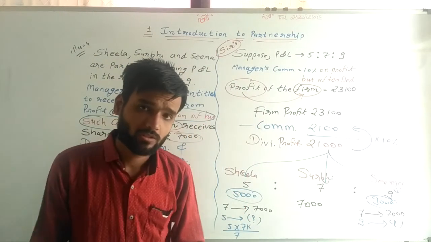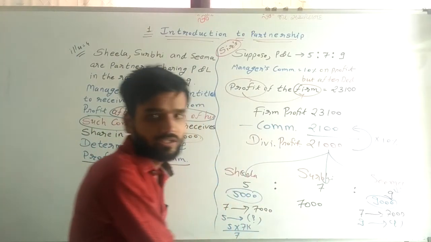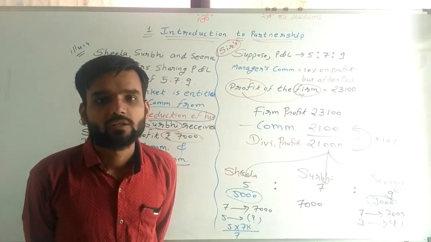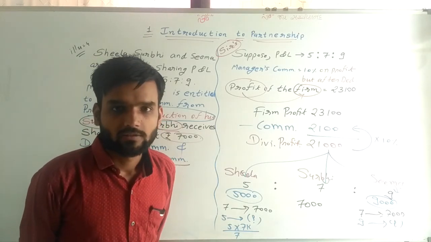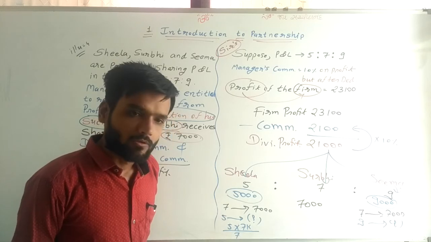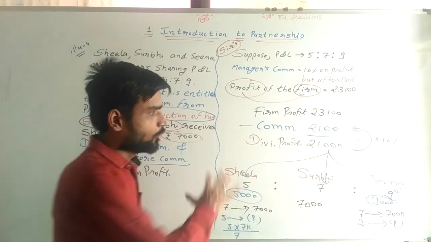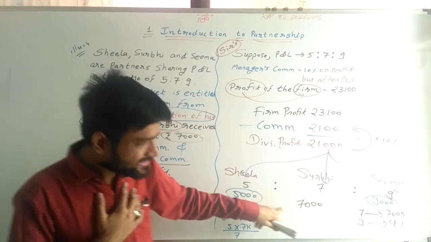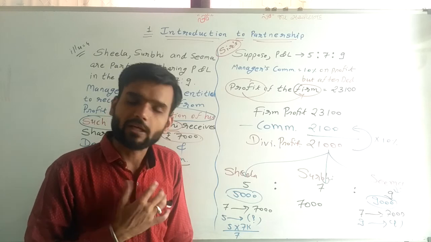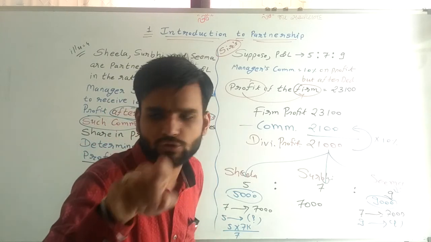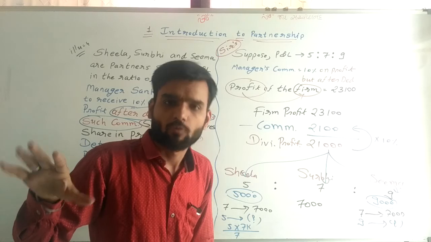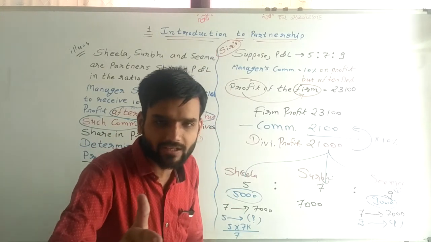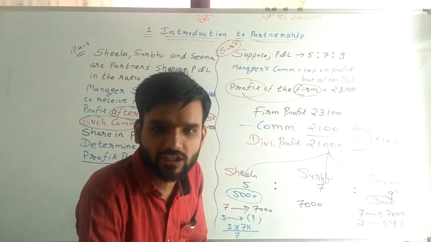So in this way, you can solve the answer. Now you are very clear about the whole concept: what is firm's profit, what is divisible profit, what is distributed profit. Now you try your own sums or from textbooks. Whatever sums are given related to commission, solve them. If you cannot understand, then ask me. I will give you the solution.